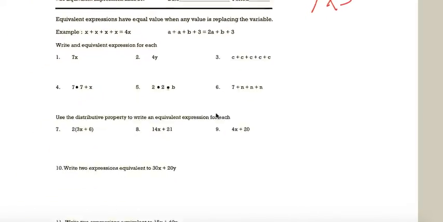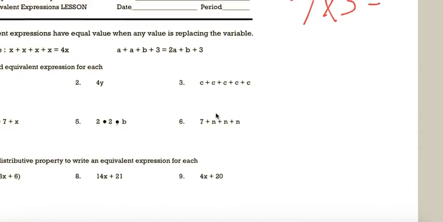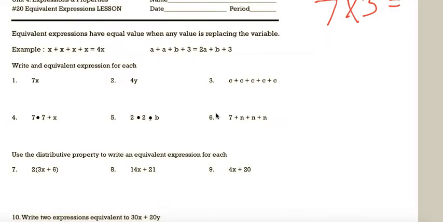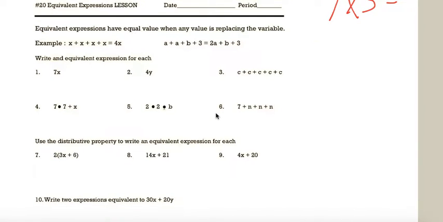Let me see if I can adjust this. Oh, there we go. You knew to do repeated addition. So you would do 7 plus 7 plus 7. And you know both of these equal 21. So we're going to be kind of doing the same thing, but we're going to be doing some variables along with it. Let's take a look at the example.